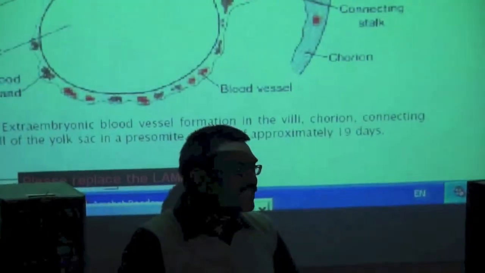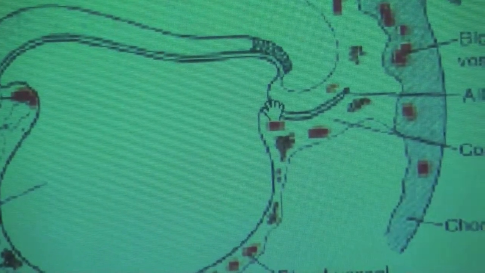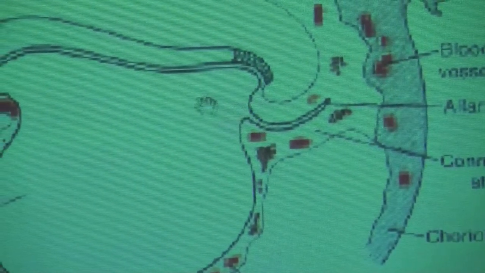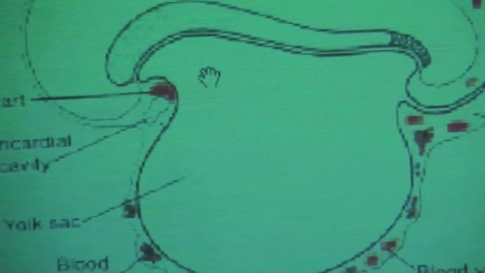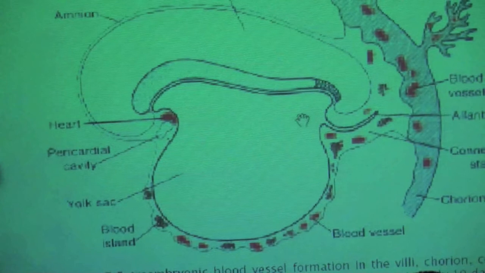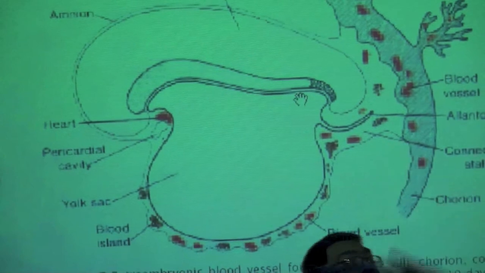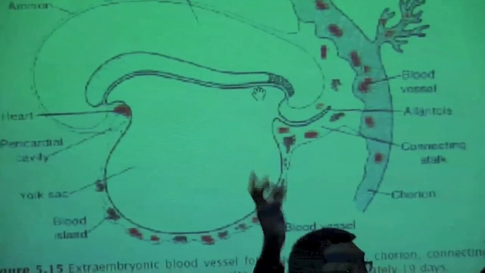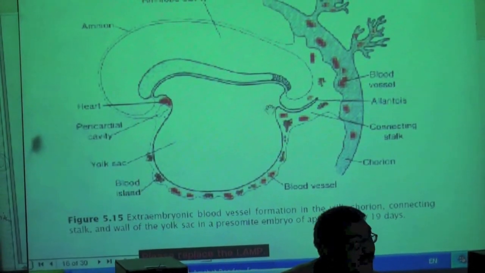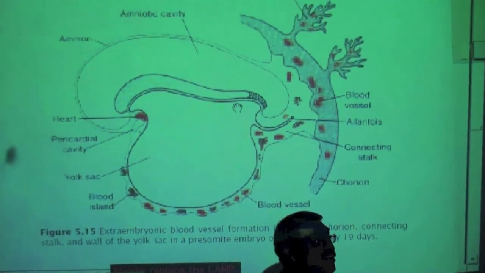Now remember, when folding occurs, this part of the endoderm will go like this, and this part will go like this. Do you follow me? So when this part goes like this, this part of the endoderm will finally make the urinary bladder later on. This part of the endoderm which folds will make the urinary bladder. And this urinary bladder is connected with the allantois.